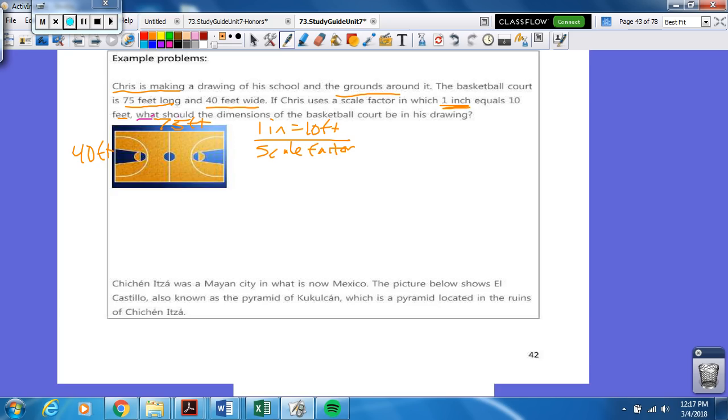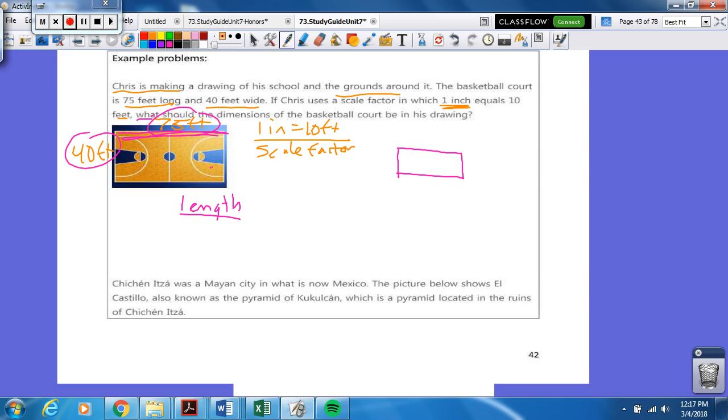Okay, so he's going to draw a little drawing right here. So you're going to draw a small drawing of the basketball court. So we actually have to do two proportions for this. So the first is the length. Just like I did different proportions for the television and the couch in the last problem, now I'm going to do different proportions for the length and the width.